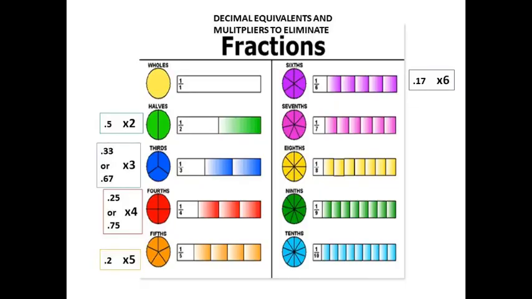Here's just kind of a picture form of what we just talked through, if it helps you. If you have a 0.5, multiply by 2. 0.33 or 0.67, multiply by 3. 0.25 or 0.75, multiply by 4. 0.2, multiply by 5. 0.17, multiply by 6. This still might not make much sense to you until we do one.